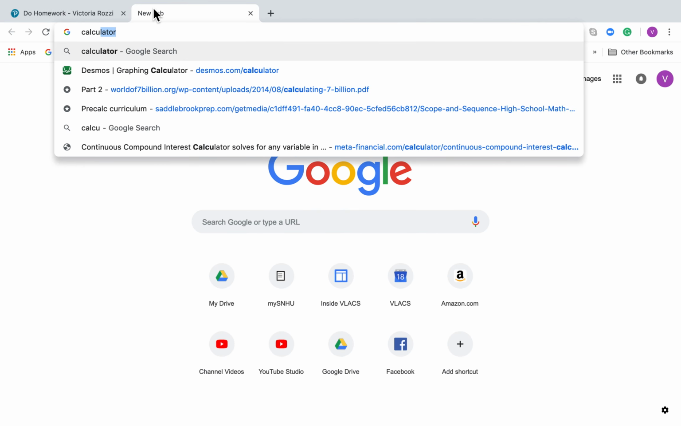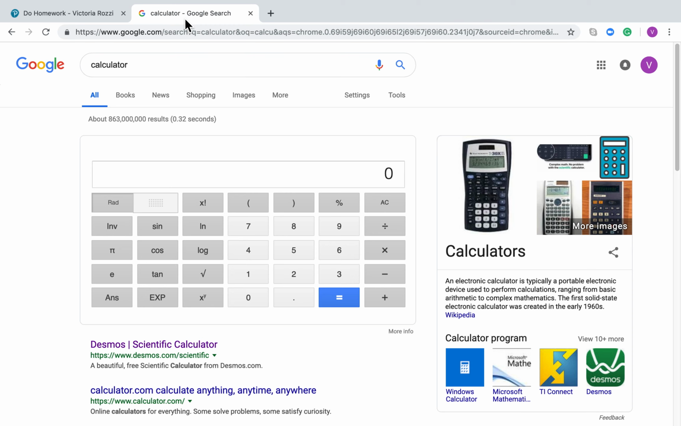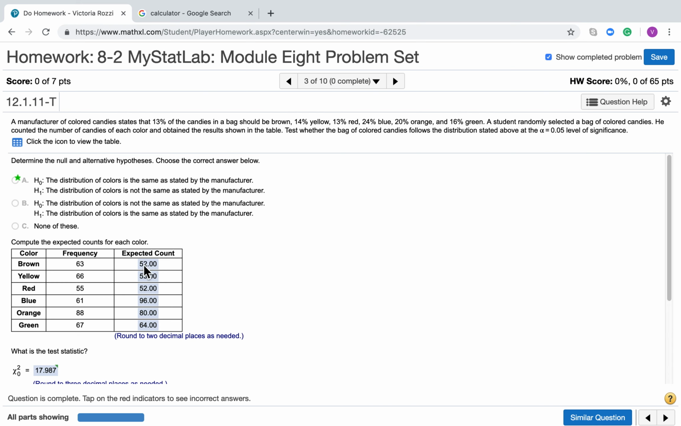So for our calculator, what I want to do is I say, okay, out of the 400 candies, how many did I expect to get given that the manufacturer said that 13% should be brown? So I would say 400 times 13%. So you're going to do times 0.13, just change that into a decimal. I should have gotten 52 brown. So that's why here you'll see that it's 52.